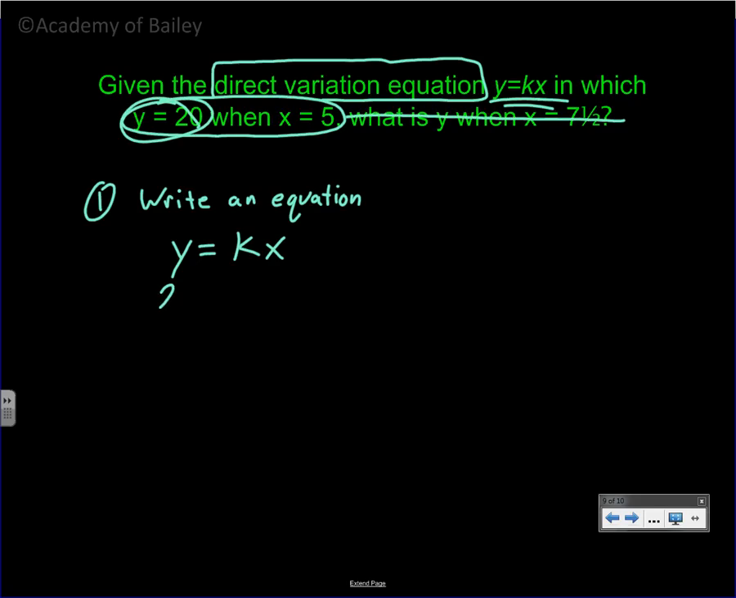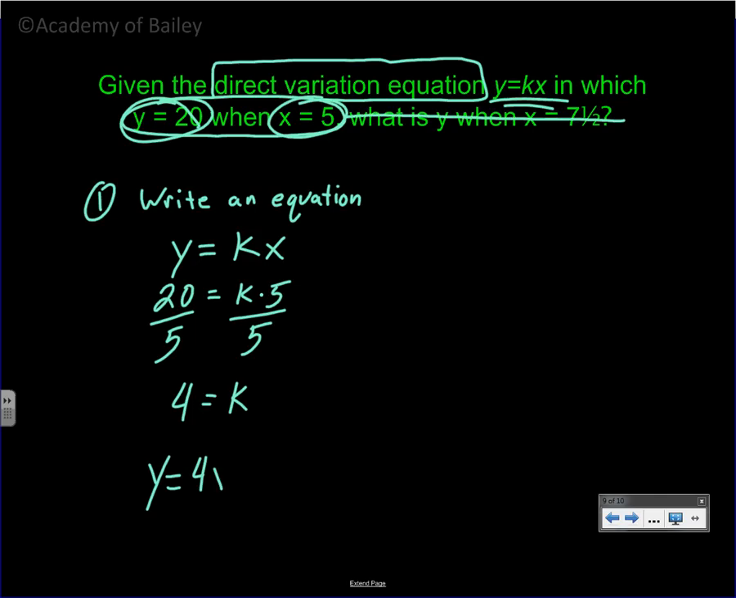Y is 20, x is 5. So what is the value of k? K is 4. 20 divided by 5 is 4. Now we have to write an equation, so that's going to be y is equal to 4x. We substituted in for k.